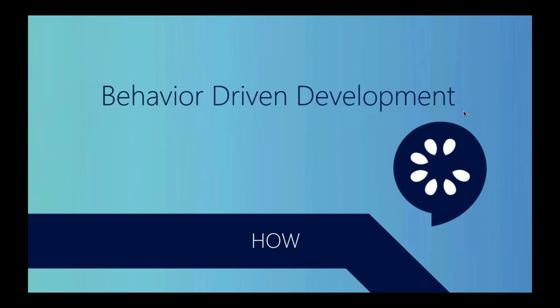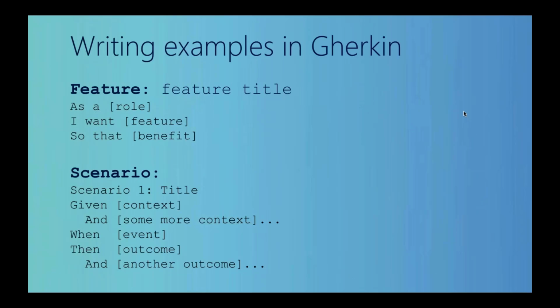So we had this quick introduction on what BDD was and why we would like to do it, but how are we going to implement this? When you look at this logo on the right, it looks a bit like a sliced cucumber, and that's where this logo actually comes from. It's from a language called Gherkin, and Gherkin is a domain-specific language, and this language helps us define features and scenarios.